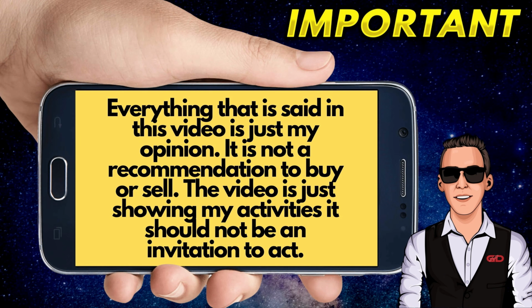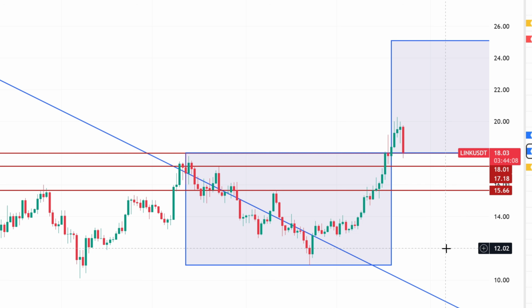Today we'll have a look into the Chainlink price chart because it seems that we have just entered a correction, and right now obviously we want to know what the targets to the downside are, what support levels we have, and is this just a temporary correction? What will happen next? So let's get straight into this.